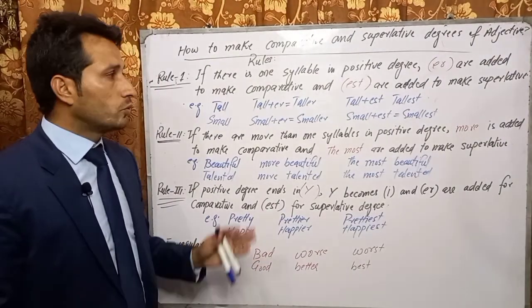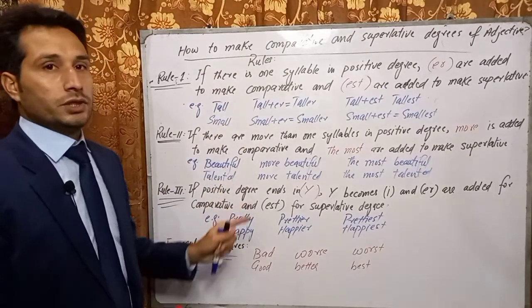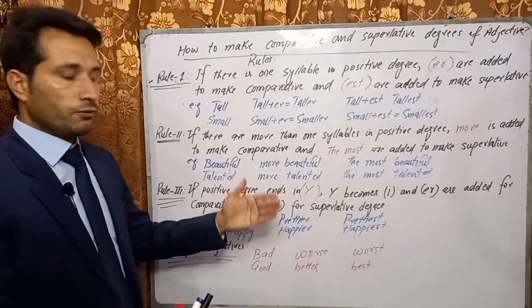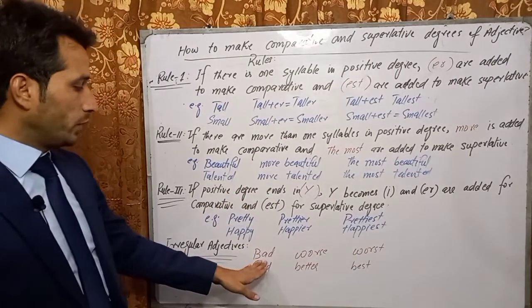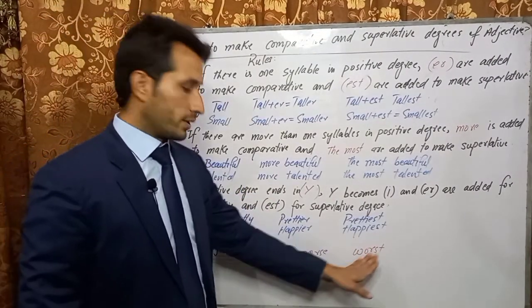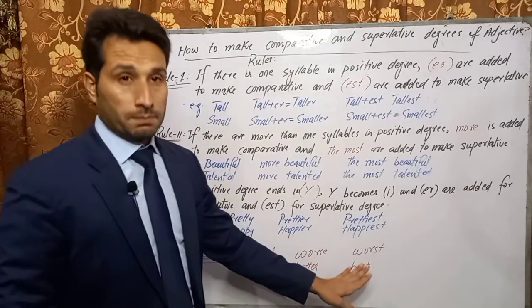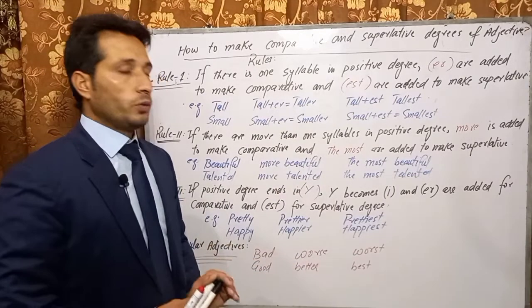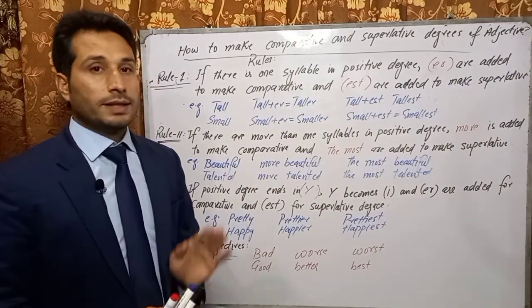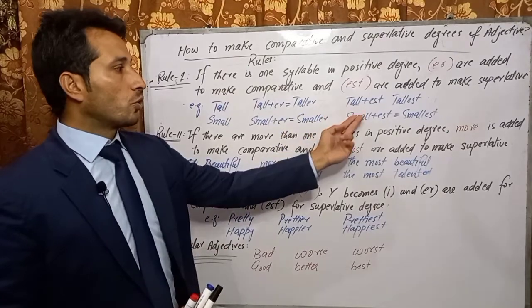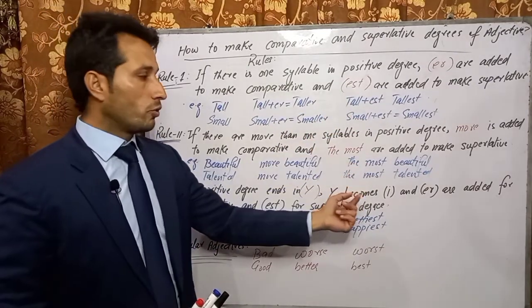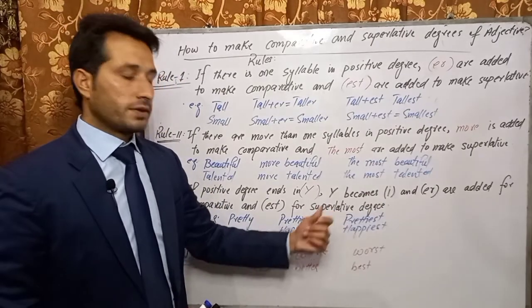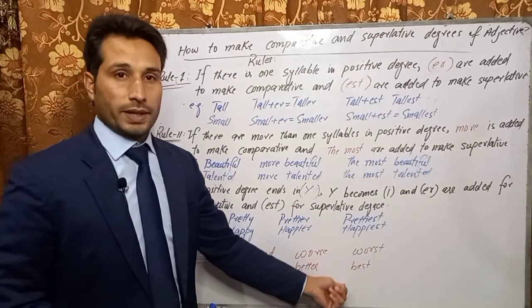Irregular adjectives are those adjectives which do not follow any of these rules. They have certain specific degrees of adjective and we have to cram them. So for example, we have bad, worse, and the worst. Good, better, best. Remember one thing, that with the superlative degree we always use the definite article the. So for example, the tallest, the smallest, the most important, the most beautiful, the most talented, the prettiest, the happiest, the longest, the worst, the best, etc.